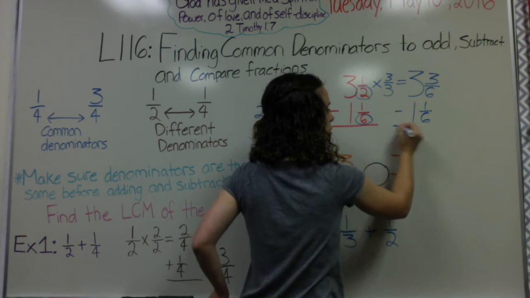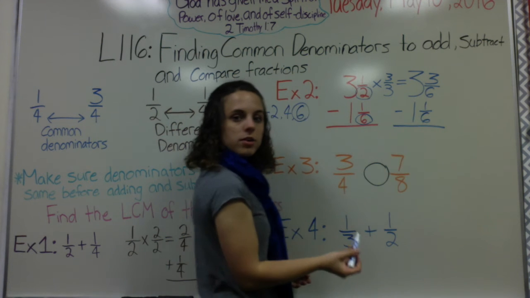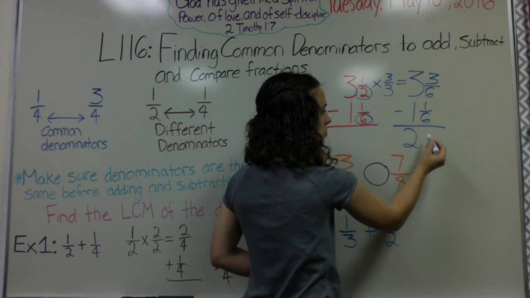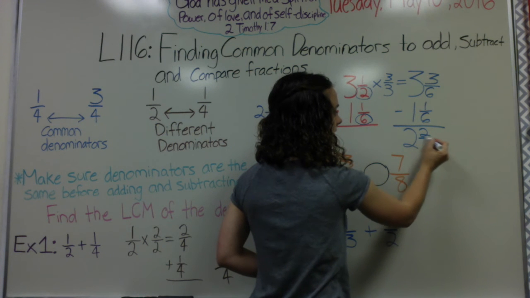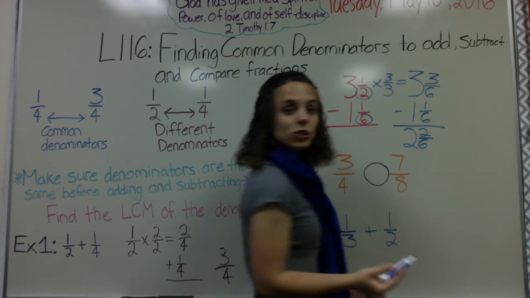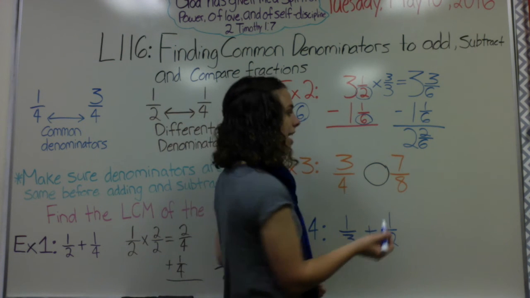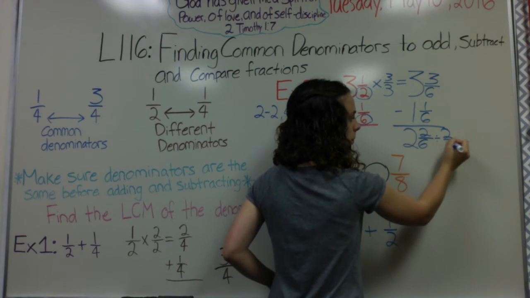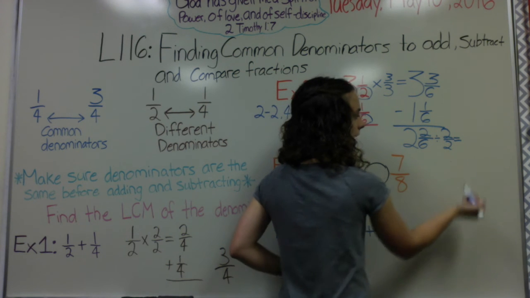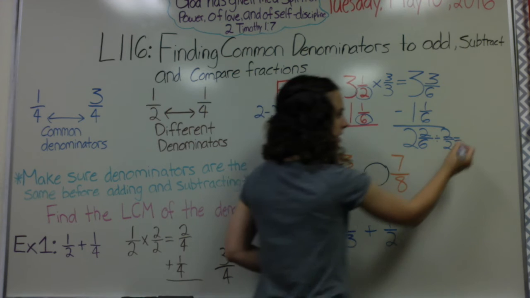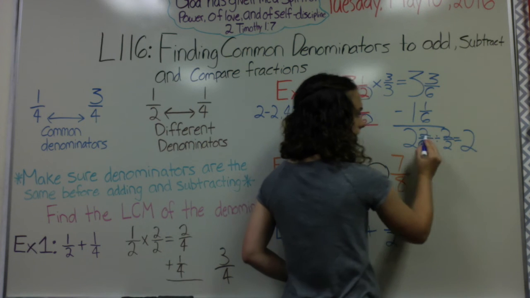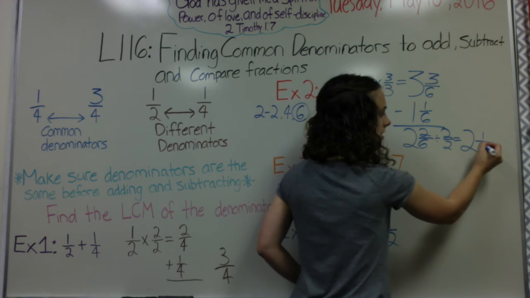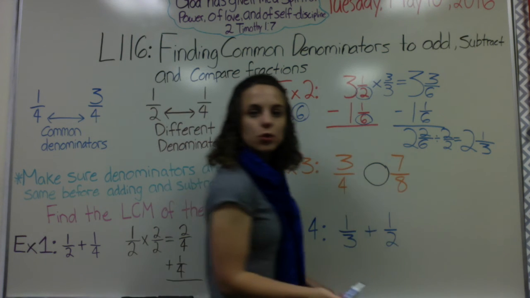I can then subtract whole number minus whole number. 3 minus 1 is 2, and 3/6 minus 1/6 is 2/6. Now notice, I have 2 even numbers. I can reduce my fraction. 2/6, I can divide by 2/2. And my final answer ends up being 2, and 2 divided by 2 is 1, 6 divided by 2 is 3. So I have 2 and 1/3.